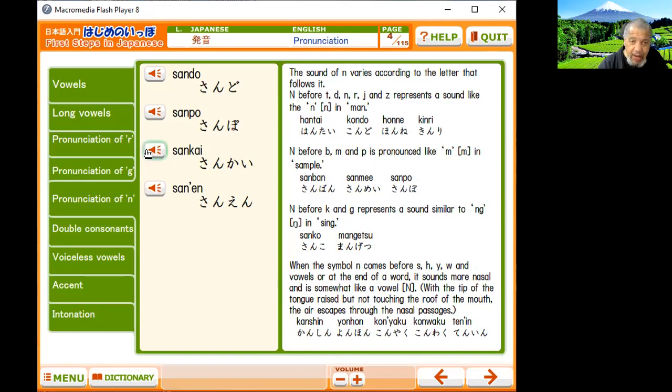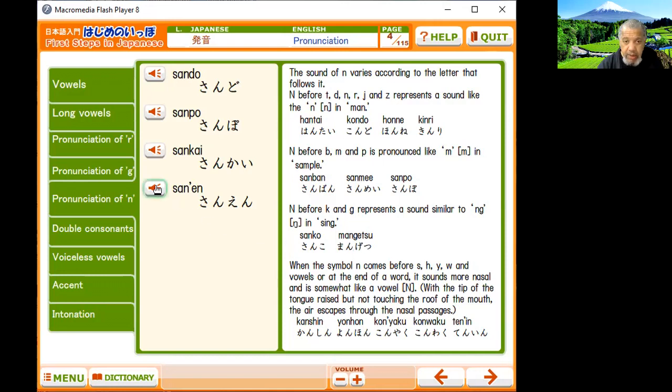Okay. 3回 Sankai. Okay, how about this one? N before a K and a G represents a sound similar to the NG in sing. Sankai, not sankai. Listen. 3回 Sankai. Okay. N before the K represents a sound similar to the NG in sing. Sanko. Mangetsu. Mangetsu.